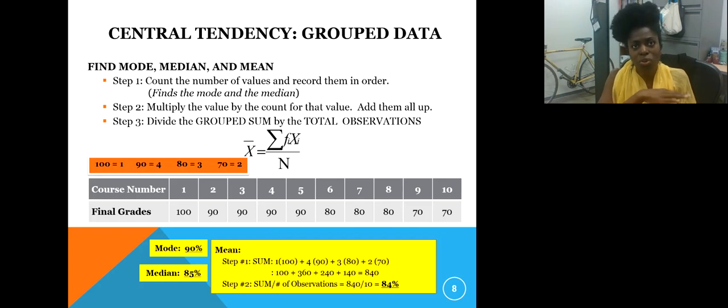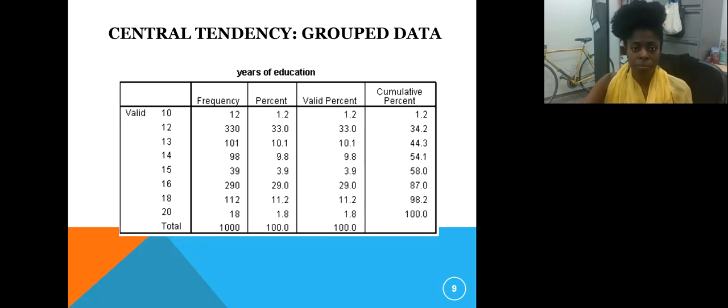It's not just simplistically saying how many people got the highest or had the highest frequency, or what's the midpoint, right? It's a little bit more sophisticated, and so it's weighted now, okay? All right, so let's look at this.